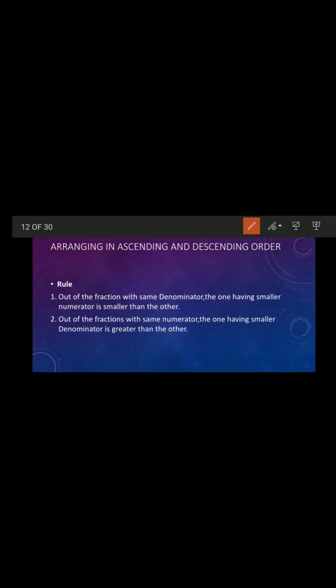So let's take the example. 9 upon 7, 9 upon 5, 9 upon 11, 9 upon 13. Now we have to arrange in ascending order. So according to the rule, out of the fraction with same numerator, so yes, all the numerator are same, one having a smaller denominator is greater than the other. It means that fraction which has smaller denominator will be the greater fraction.